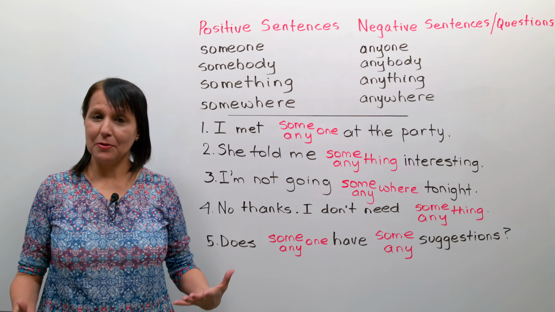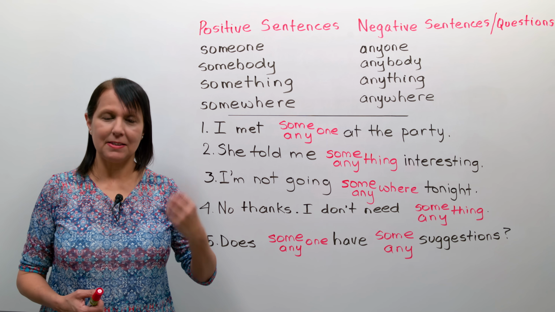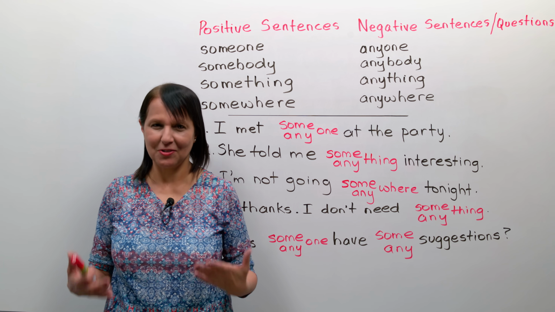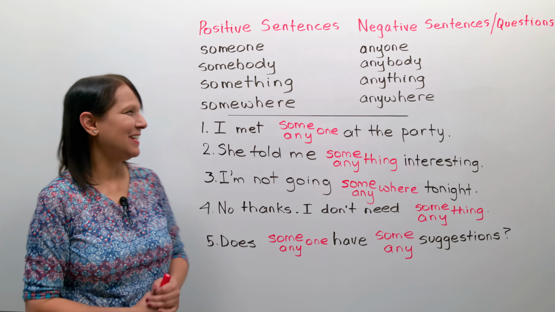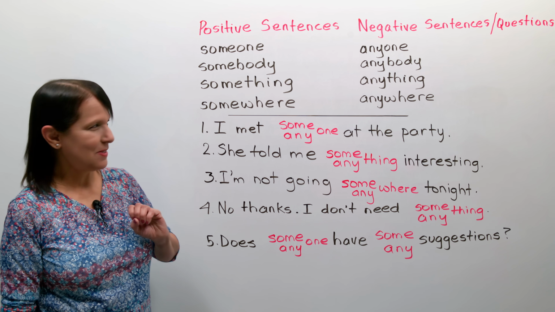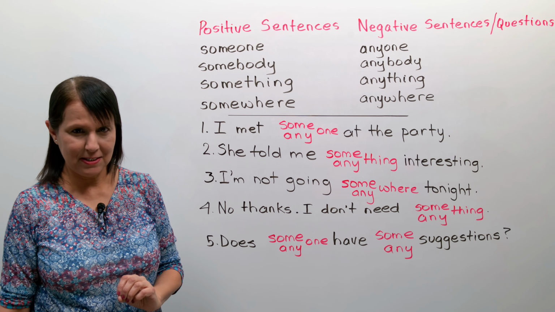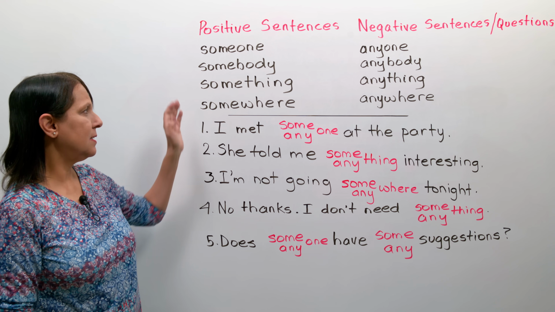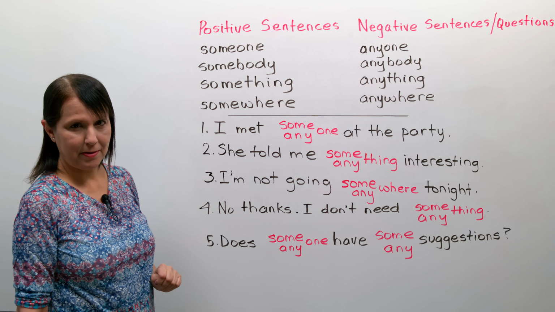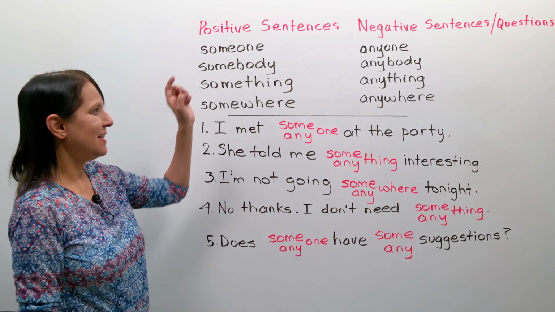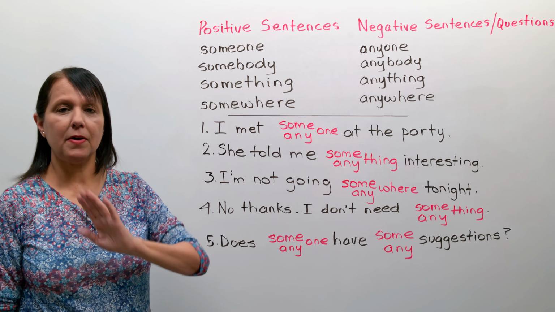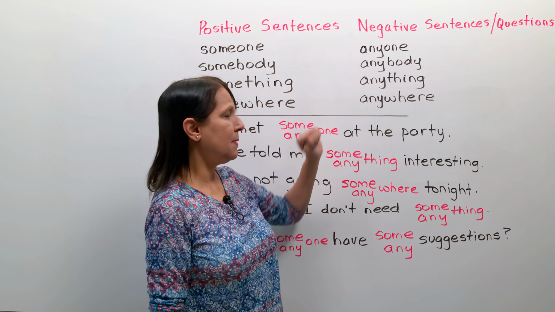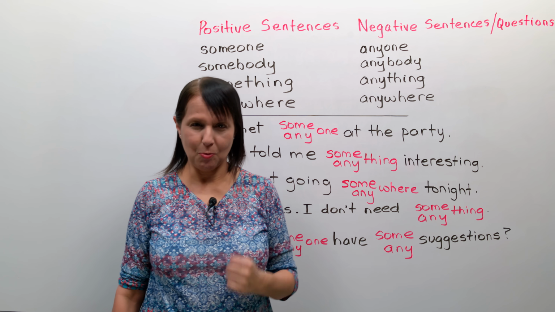Now let's look at some other words that have the base some or any. You use these words every day, so let's make sure that you're using them correctly and confidently. All right, so here's how it goes. In positive sentences, we can use words like someone, somebody, something, somewhere. Okay? In negative sentences or in questions, we should be using anyone, anybody, anything, anywhere.